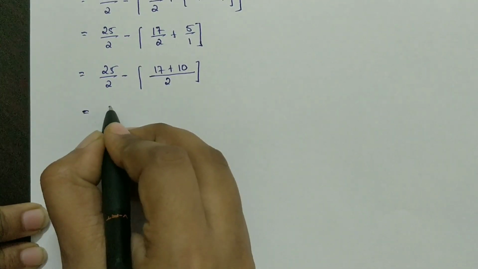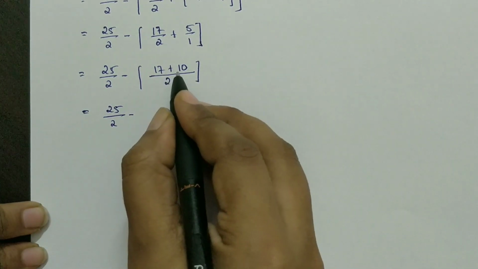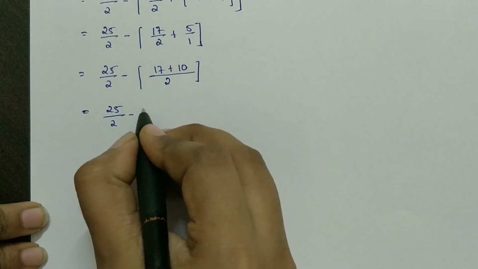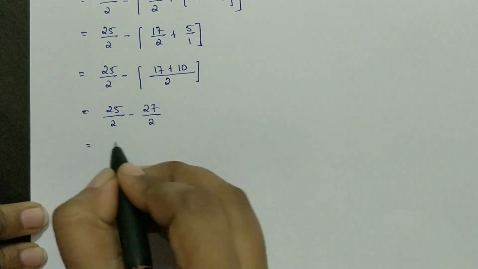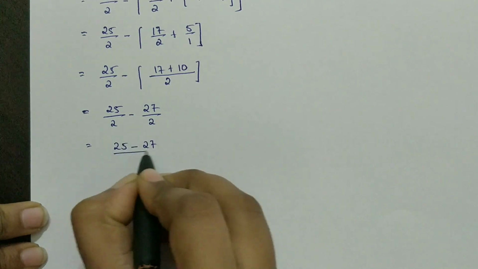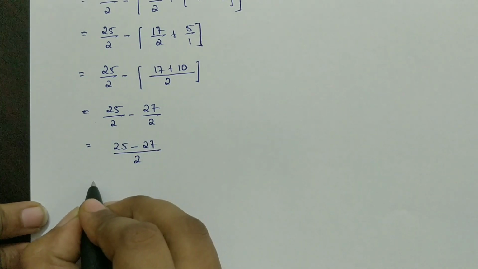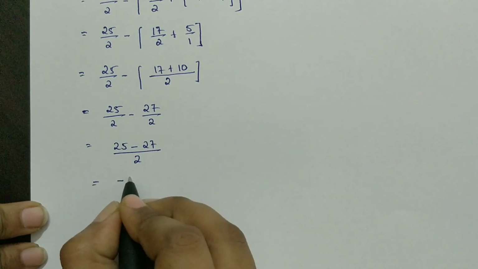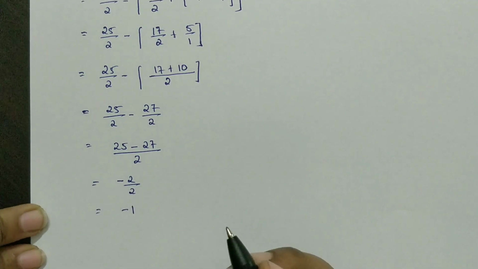Equal to 25 by 2 minus 17 plus 10, 27 by 2, equal to 25 minus 27 by 2. They are like fractions. Equal to minus 2 by 2, which is equal to minus 1.